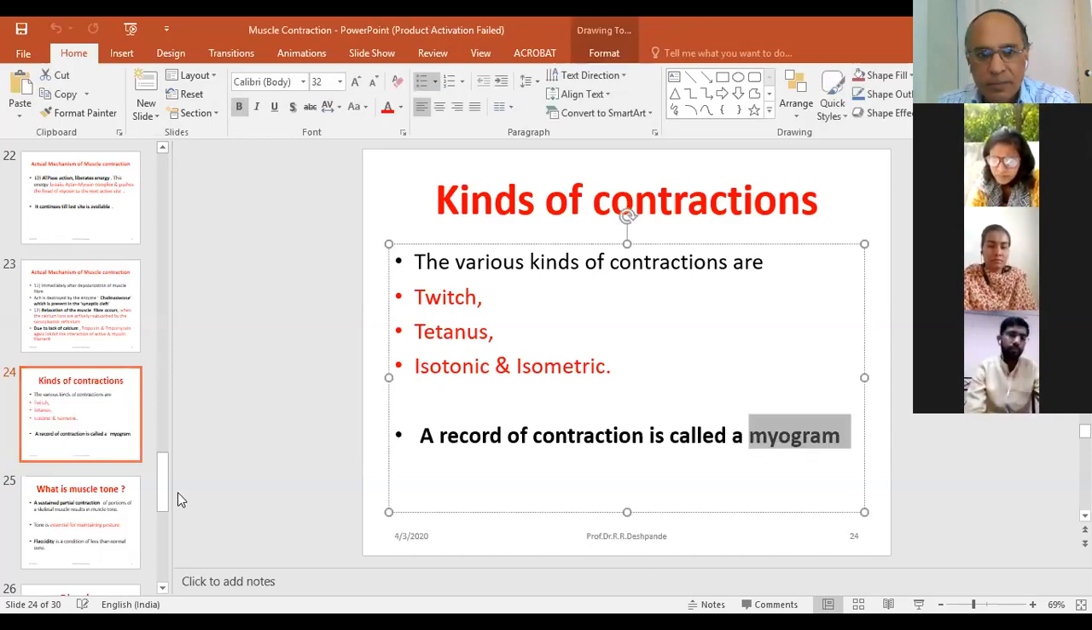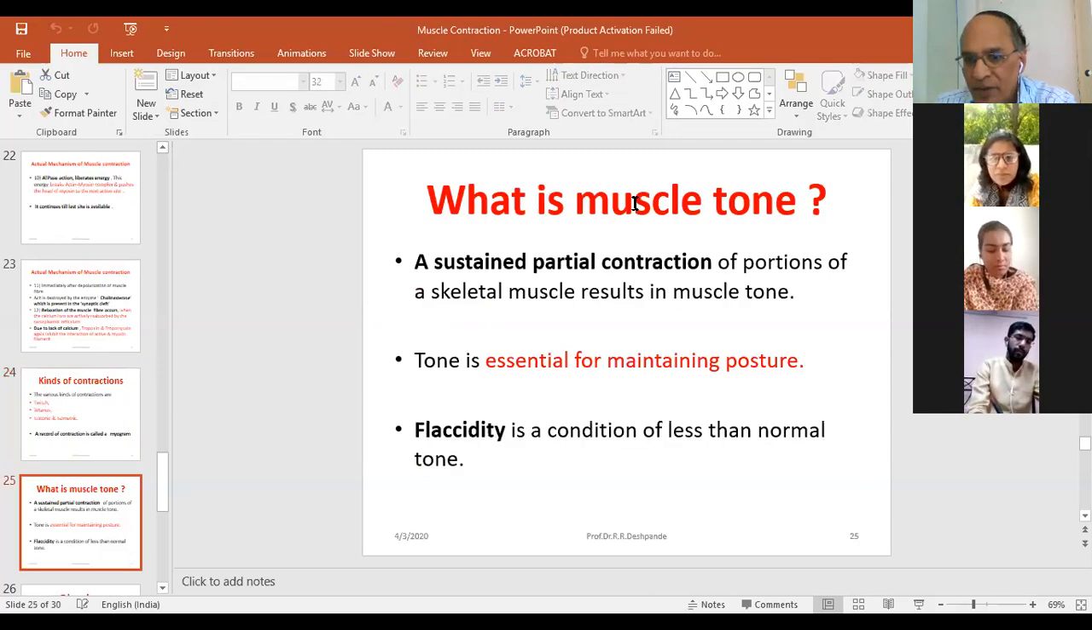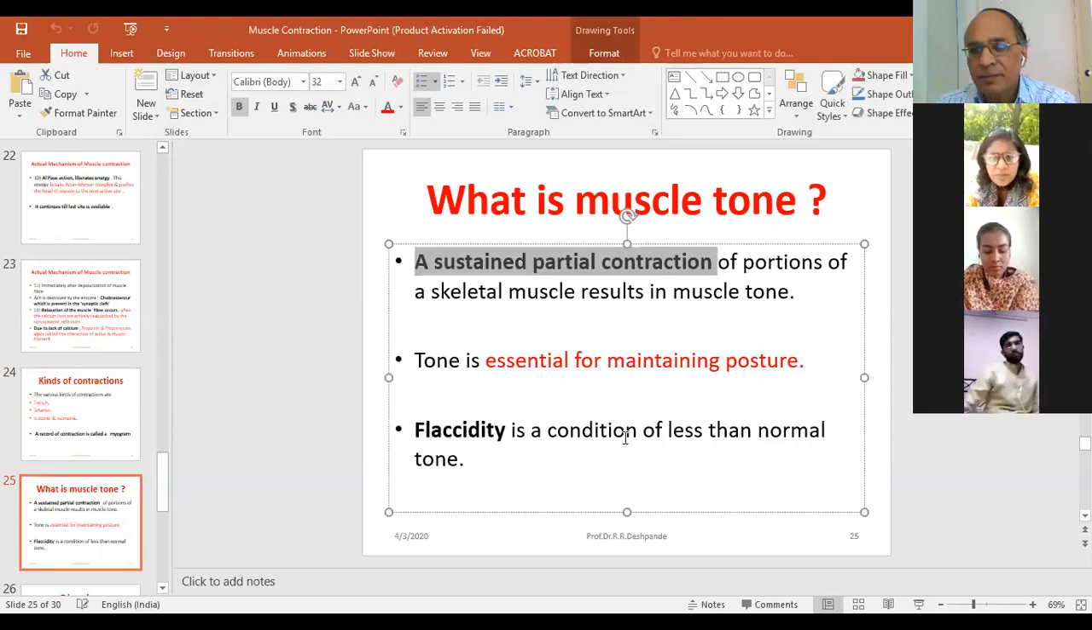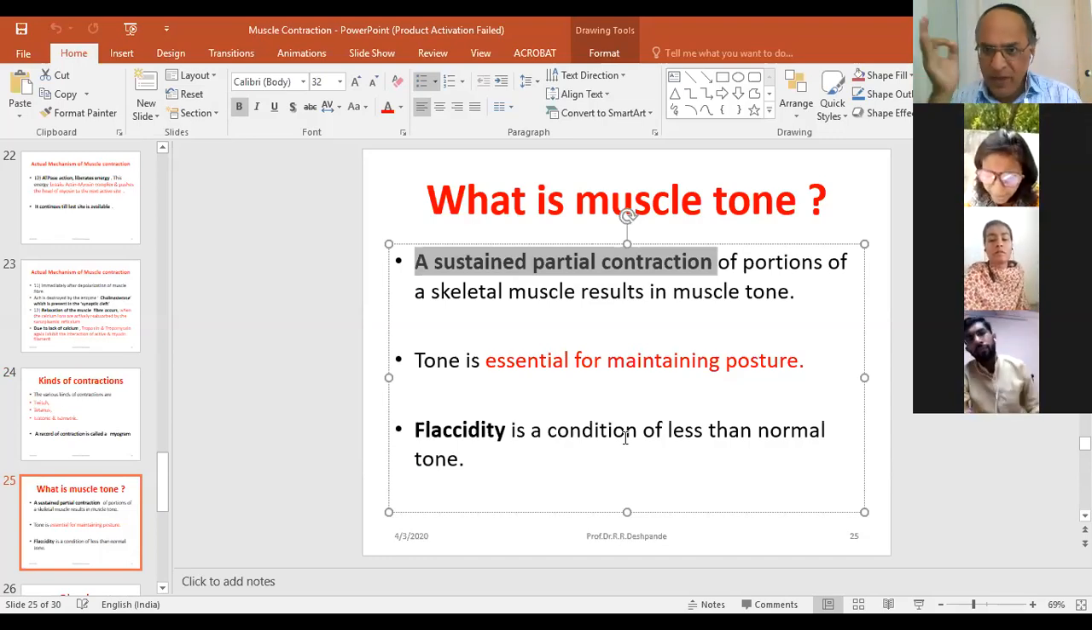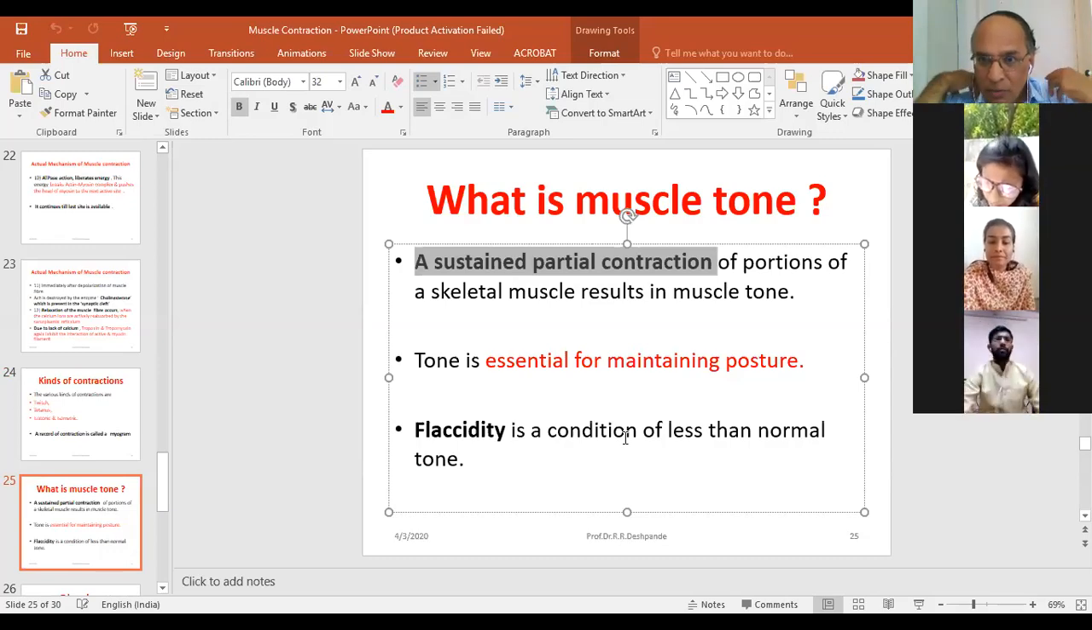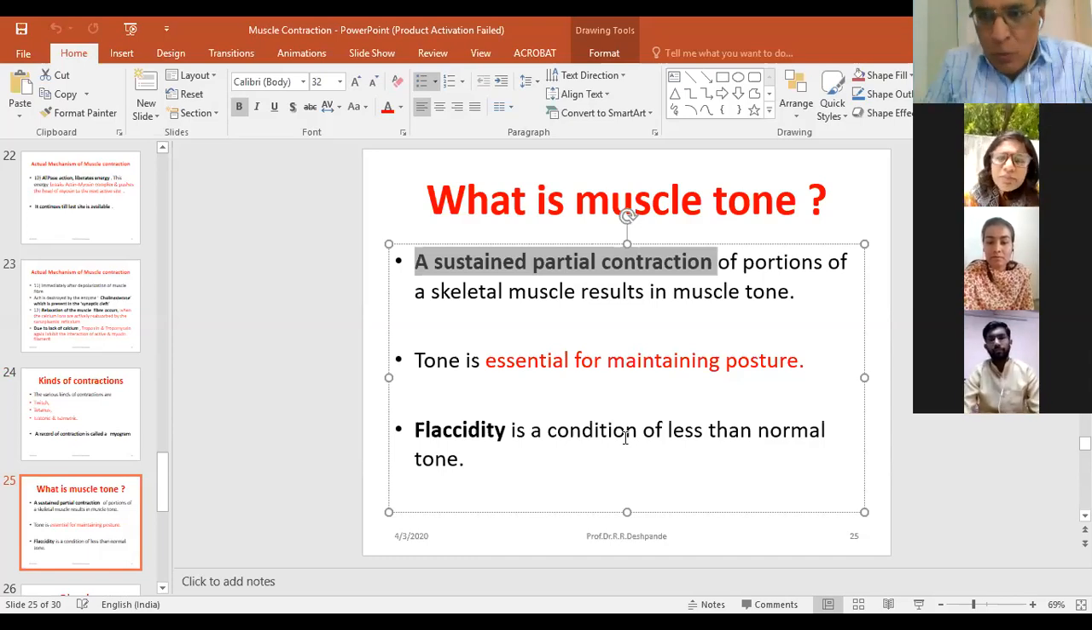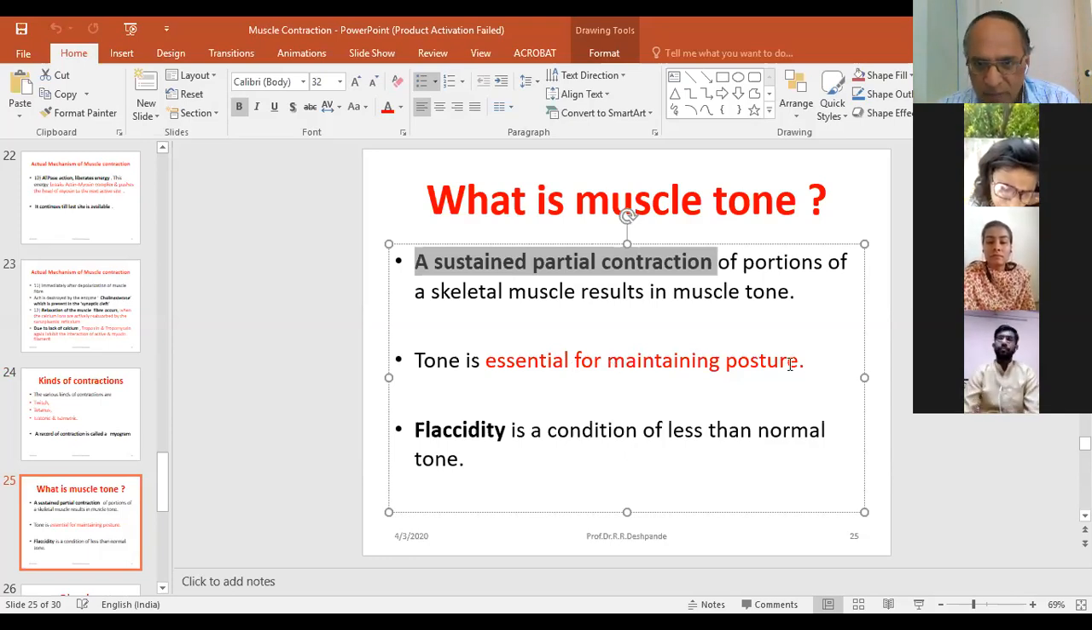These muscle contractions can be recorded on a myogram. Next, muscle tone. This concept is very important because this is a sustained partial contraction. Now I am sitting in my chair. Professor Deshpande can sit in his chair because of his back muscles. My back muscles have very good muscle tone. If my back muscles are not strong, I will fall down. So muscle tone should be good when you want to maintain posture.